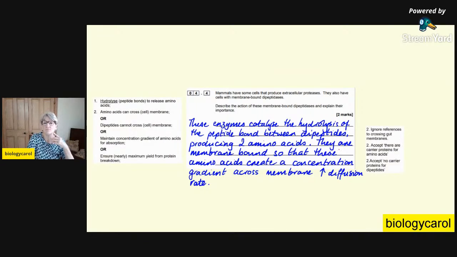Here's the mark scheme. Here's the examiner's comments. So I got mark point one. Notice that you had to use the word hydrolyze. And mark point two, that it increased or maintained a concentration gradient.